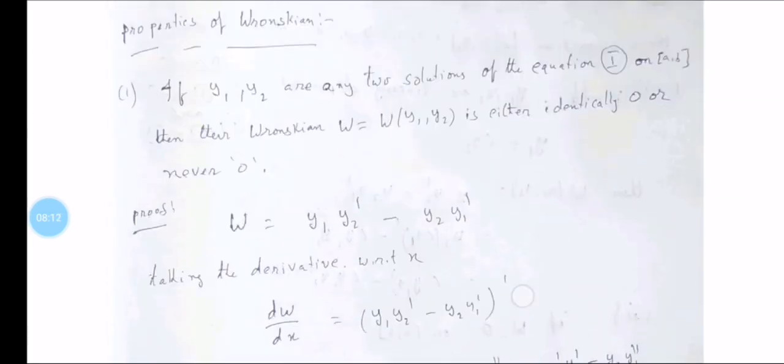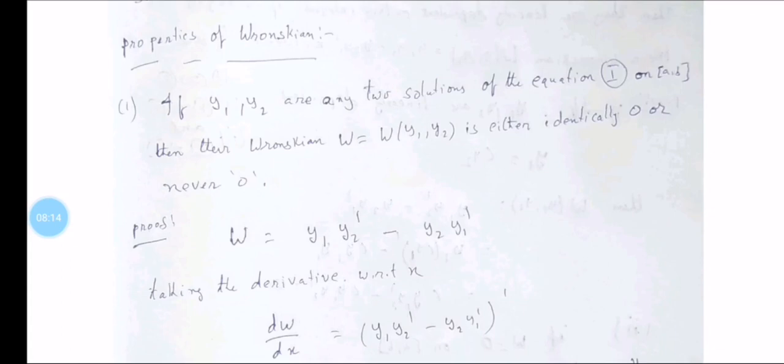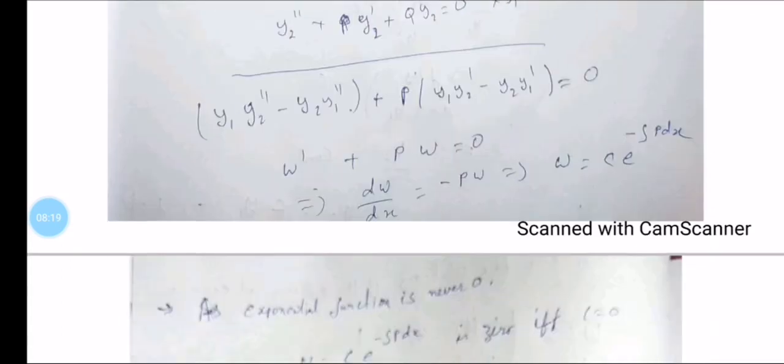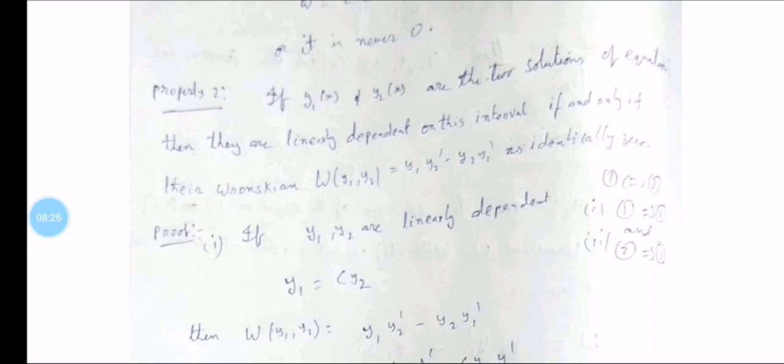That's why it is stated that either it is never 0, or it is identically equal to 0. If c is 0, then it is identically equal to 0. Now we come to property 2.